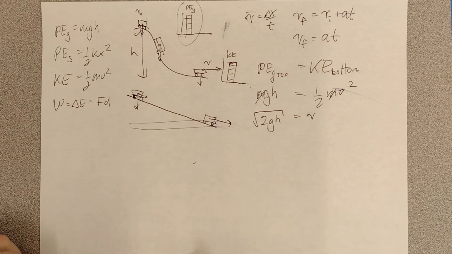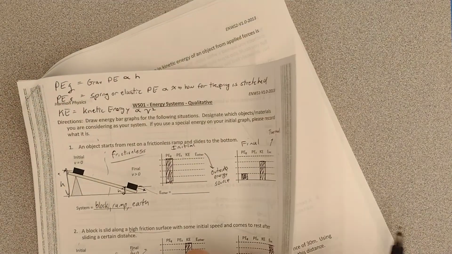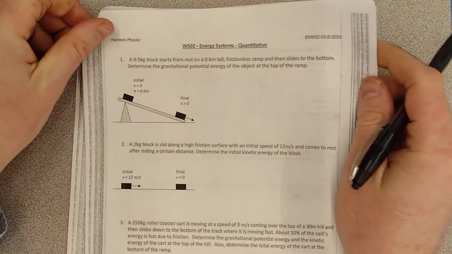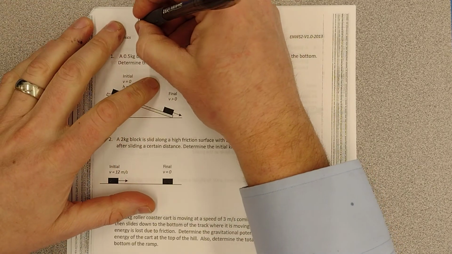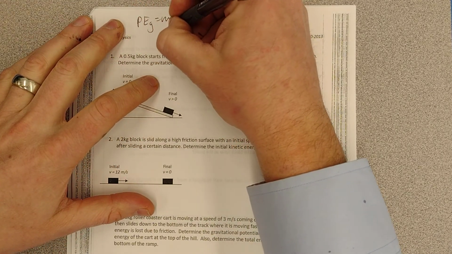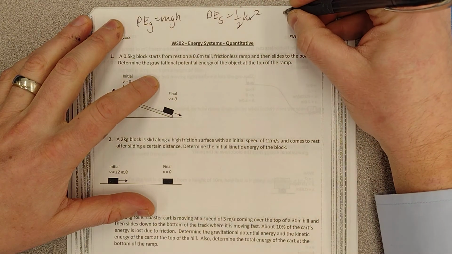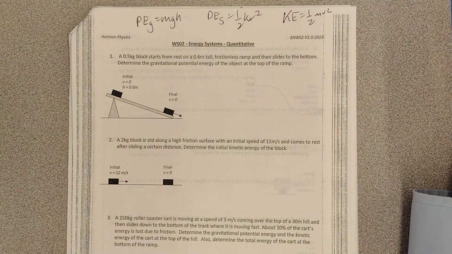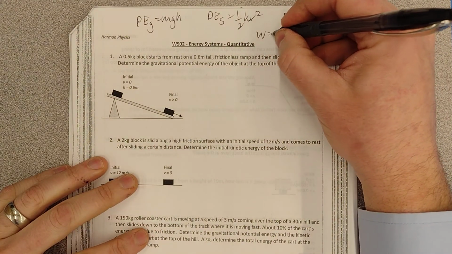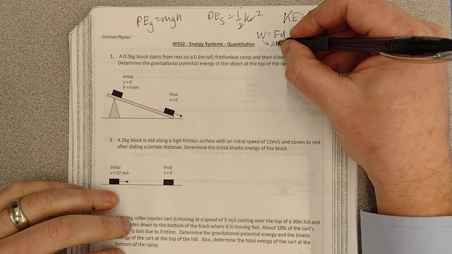First thing we're going to do, though, is just practice using these formulas on worksheet 2. Time we got? Oh, we got a minute left here. So on worksheet 2, all we're doing is calculating different energies at different locations. On the top of this worksheet, I recommend writing PEG equals mgh, PES equals 1/2 kx squared, KE equals 1/2 mv squared. Those are the ones you need, and work equals force times distance. And remember, work is change in energy.